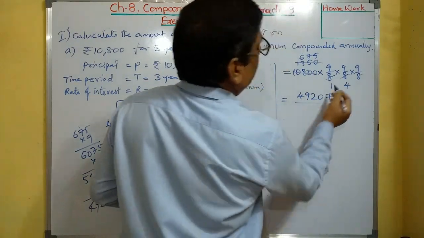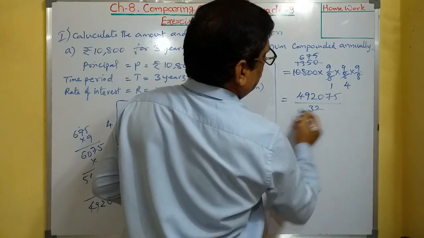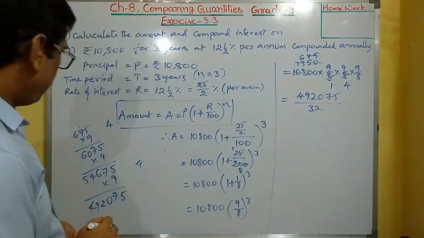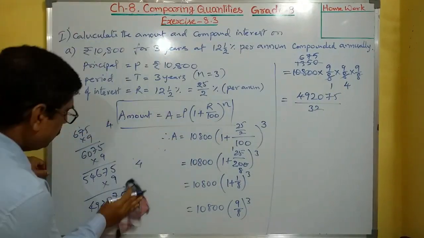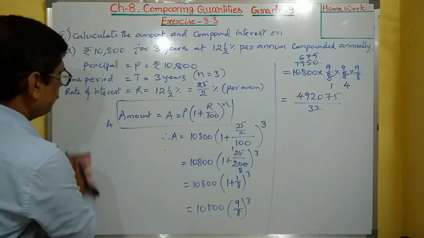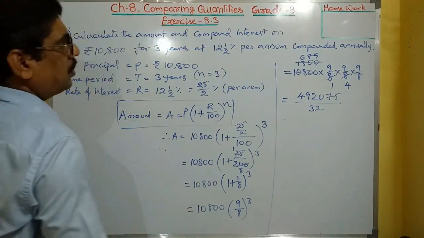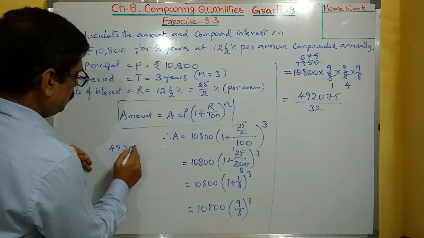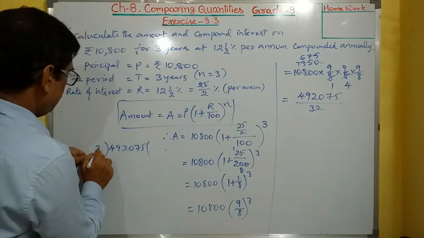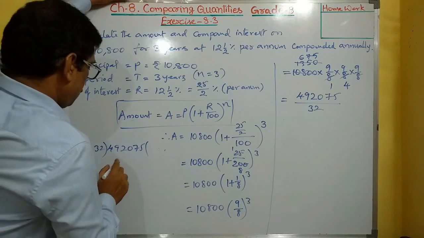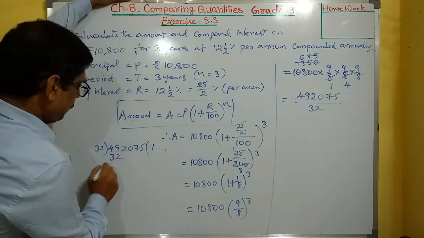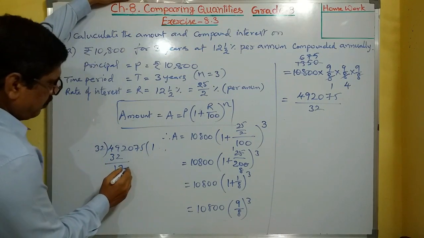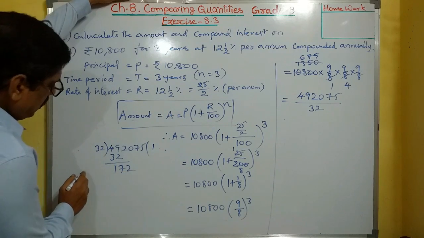492075 by 4 into 8 is 32. So the denominator is 32. So we need to divide this value by 32. Okay. Now 492075 by 32. 32 1s are 32. We get 17 remainder.